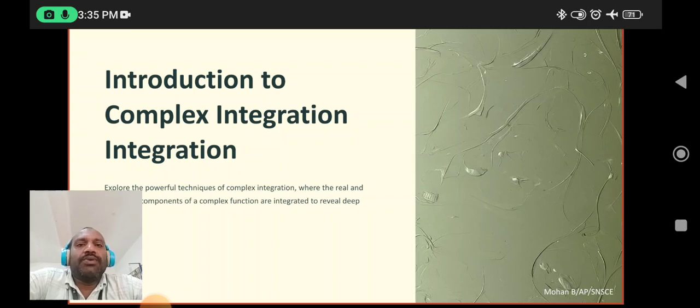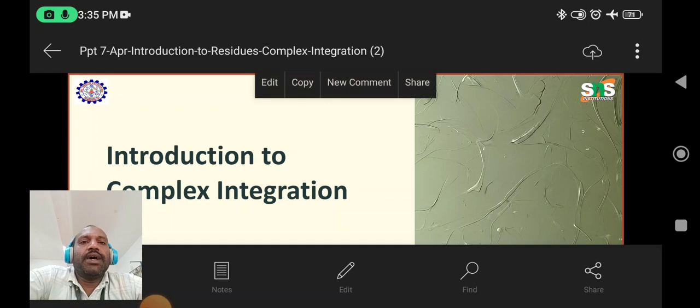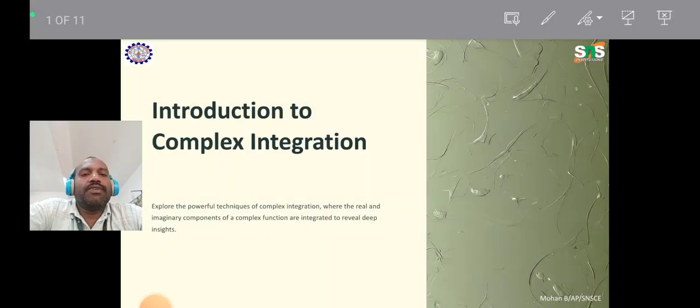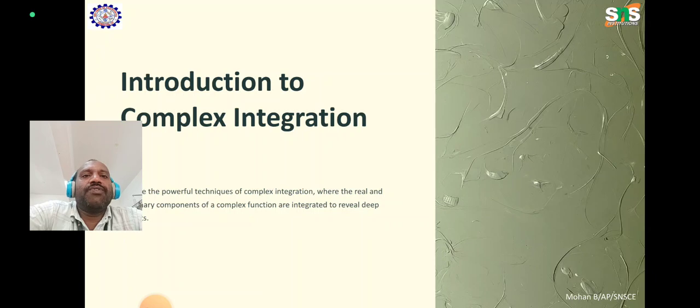Today we are going to discuss the introduction to complex integration. Let us explore the powerful techniques of complex integration. Complex integration is a powerful tool for mathematics. That is true. In complex integration, it will be a very wonderful topic.